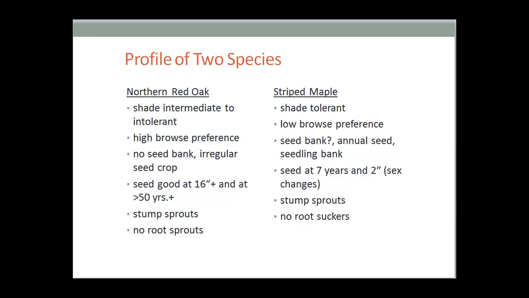So if you stress this tree in some fashion, it can change from a male to a female and produce a significant number of seeds. It will stump sprout, it will not root sucker. So if we think about this relative to the competitors, the stress tolerators, and the disturbance species, we can imagine that these two species would find a different location on that triangle.